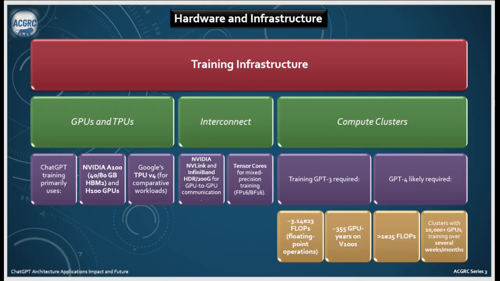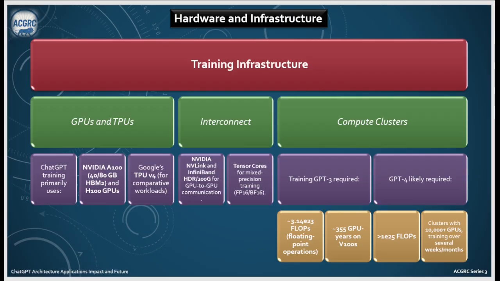What does this 3.14E23 flop mean in ChatGPT? Flops is floating point operations. So 3.14E23 flop means about 314 sextillion calculations were needed to train the big ChatGPT model. Or in other words, more dramatically, it means ChatGPT needs to do about 314 billion math calculations during its training.